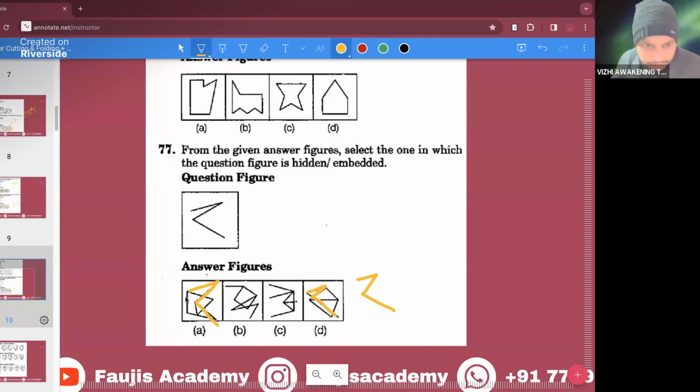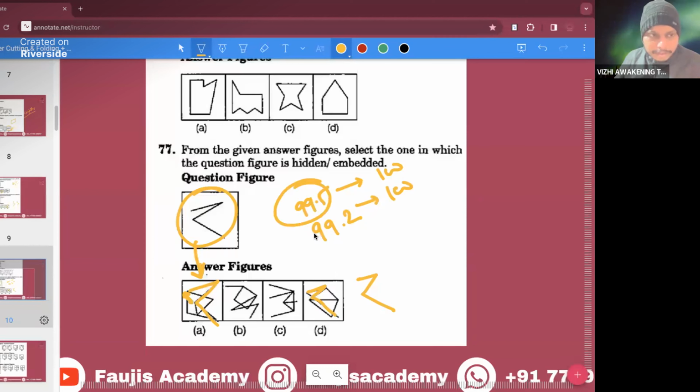Now you will argue, sir, this gap seems to be more over here. Okay. Logically speaking, the entire figure is being superimposed, right? Slight deviation, you will have to take the call. 99.5, 99.2. Both of these can be truncated to 100, but which one is more accurate? Which one is more accurate, meaning which one has less deviation?